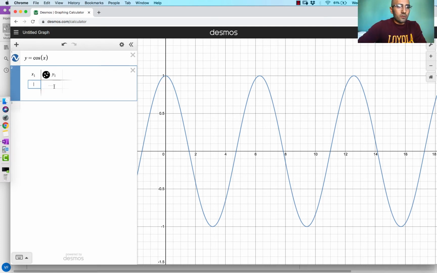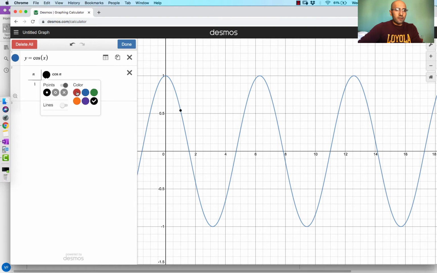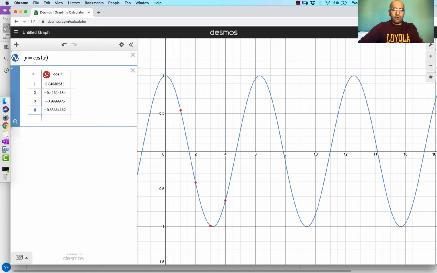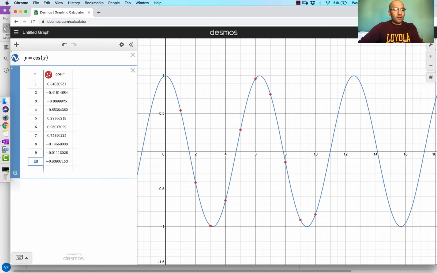Table, where we have n and cosine n. When n equals 1, we have cosine of 1. That's going to be that point. Let's put it in red. Done. So that's going to be this guy right there. And then when n equals 2, we'll have that guy, and then 3, and then 4, and then 5. Here are the first 10 values.